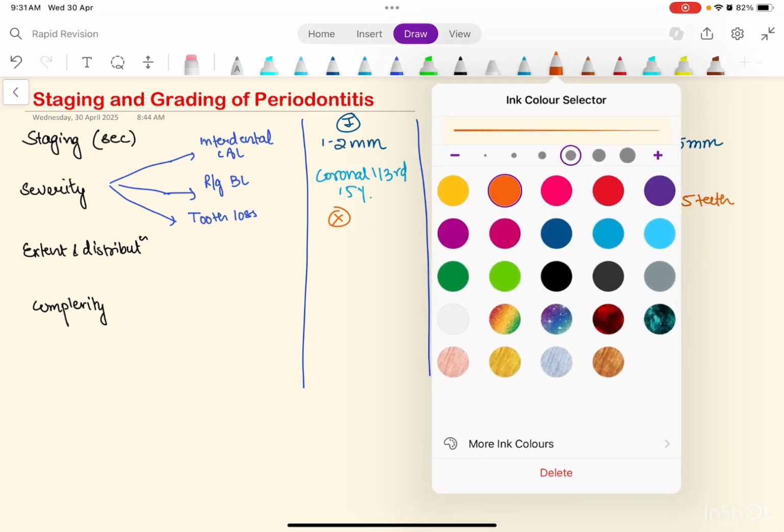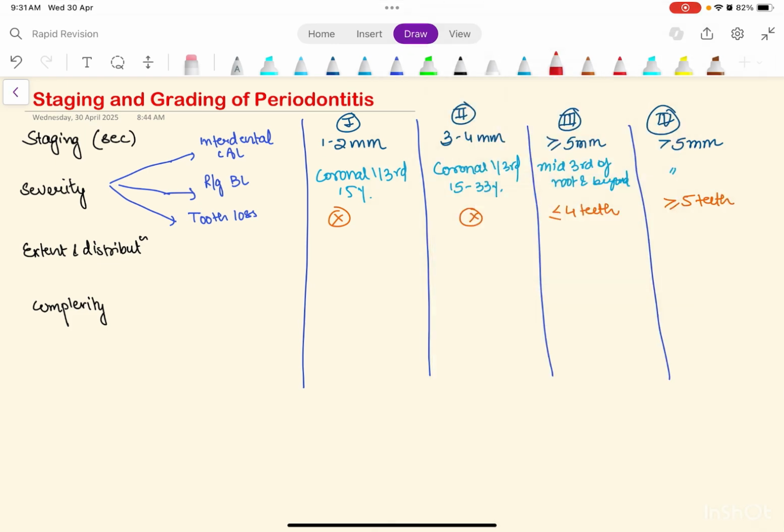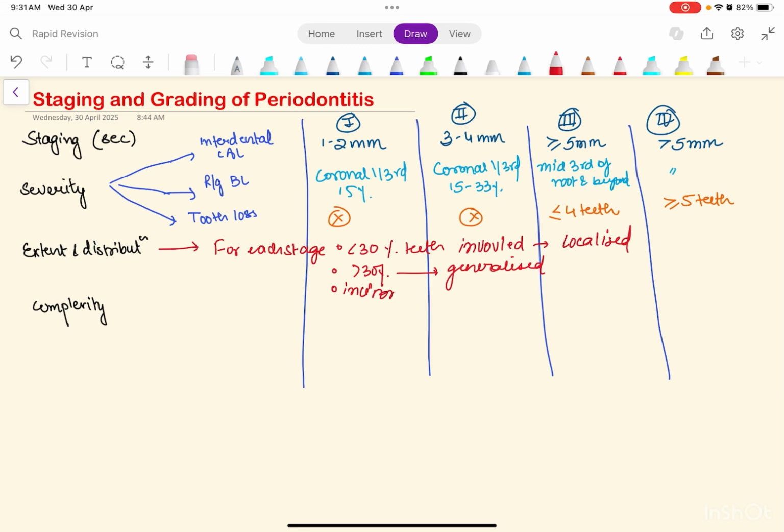Now let's talk about the extent and distribution. Here you just need to remember one line: for each stage, if less than 30% of teeth are involved, it is localized, and if it is more than 30%, then it is generalized. And then there is a third pattern which involves the incisors and the molars, that's in the localized aggressive periodontitis. Now let's talk about the complexity.